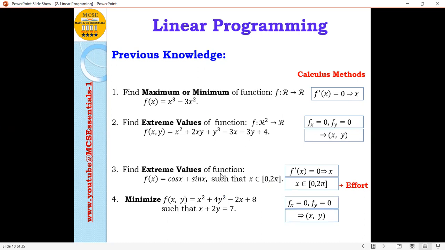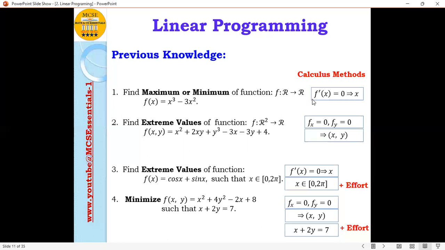Similarly, in the functions of two variables, we also did the same thing as in example number 2. We equated the partial derivatives equal to 0 and found the point x, y. Again, the resulting point x, y was actually required to satisfy an additional condition, that x plus 2y equal to 7. We again made a choice by doing some extra effort and selected only those combinations which satisfied this additional condition.